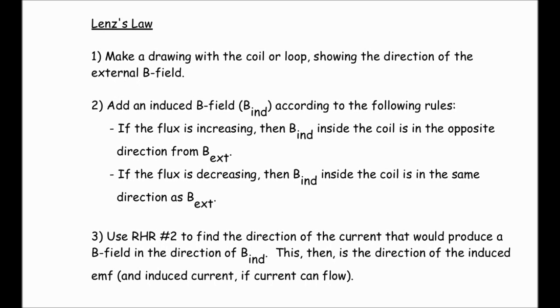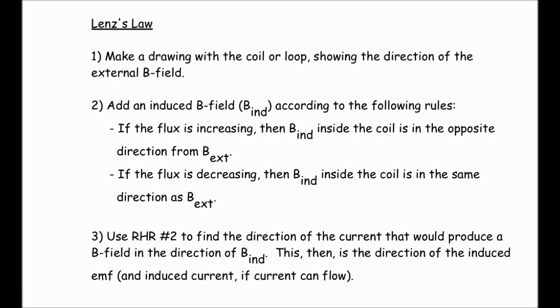So the first thing you want to do is make a drawing with the coil or loop and show the direction of the external B field. Then add an induced B field according to the following rules. If the flux is increasing, then the induced B field inside the coil is in the opposite direction of the external B field. If the flux is decreasing, then the induced B field inside the coil is in the same direction as the external B field.